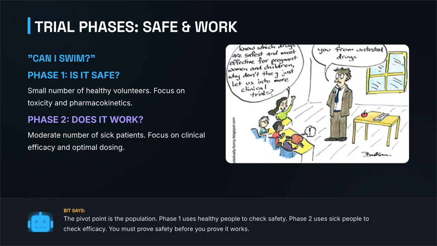Phase 2 utilizes a moderate number of patients who actually possess the target pathology. Researchers monitor clinical outcomes while continuing to evaluate short-term adverse effects. You must be able to read a vignette and instantly identify the current trial phase based entirely on the described patient population and the primary clinical goal.